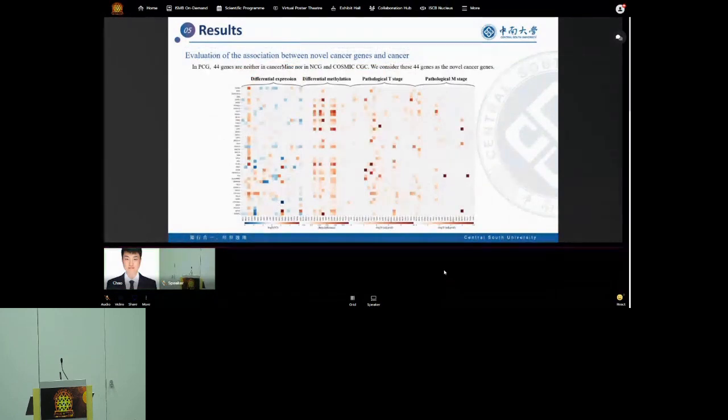And in PCGs, 144 genes are neither in NCG nor in the COSMIC CGC. We consider these 144 genes as novel cancer genes. To establish the potential role of novel cancer genes as cancer driver genes, we conducted a comprehensive analysis using cancer sample data from the TCGA study. We found that these 144 novel cancer genes are significantly differentially expressed and differentially methylated in a variety of cancers, and are also differentially expressed in the pathological diagnosis stage of cancer.